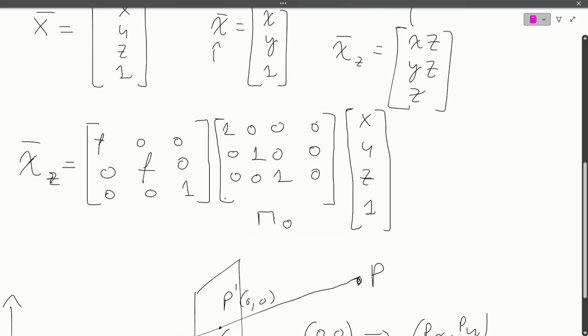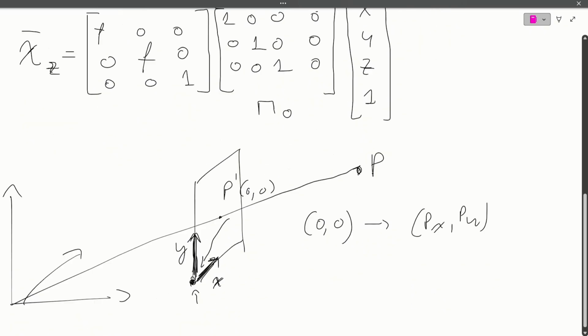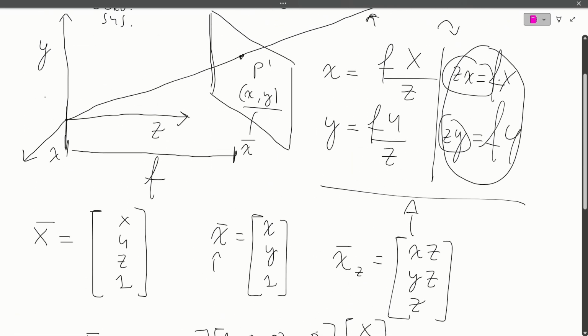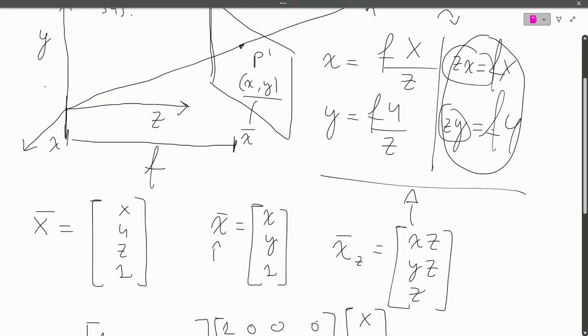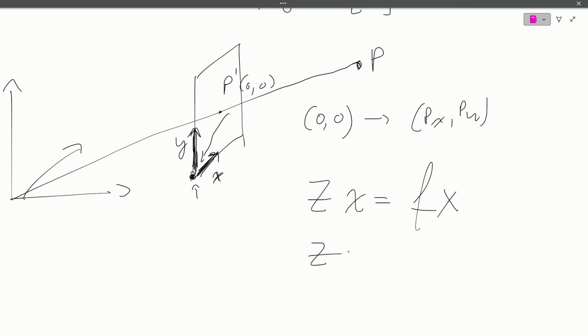How can we do that? We can just change this formula a little bit. Let's have a look at the formula written before. We have Zx equal fx and Zy equal fy. Let's rewrite it here: big Z x equal f x and Z y equal f y, and this gives us the principal point in 0 0. We want to just add px and py.